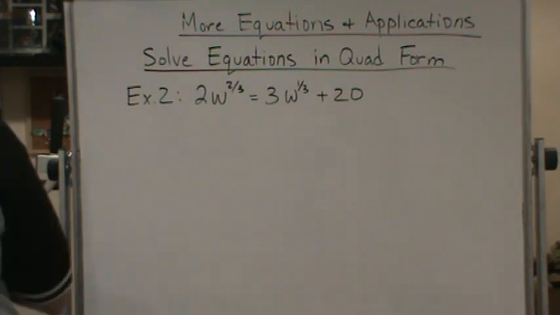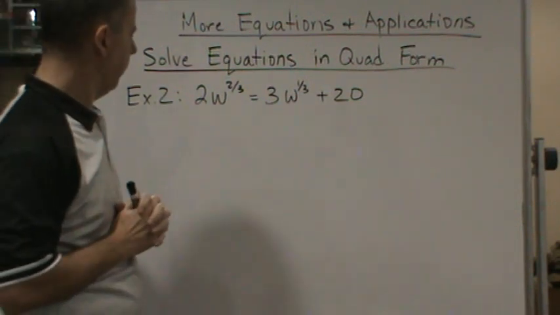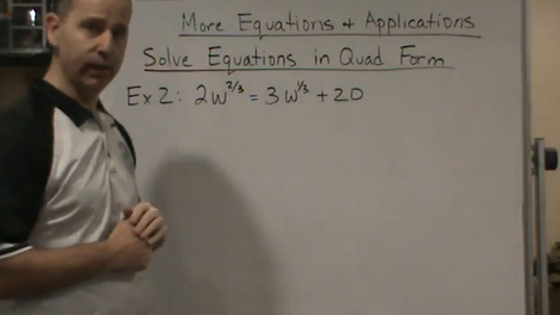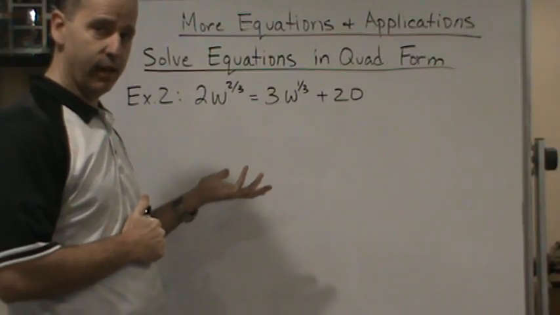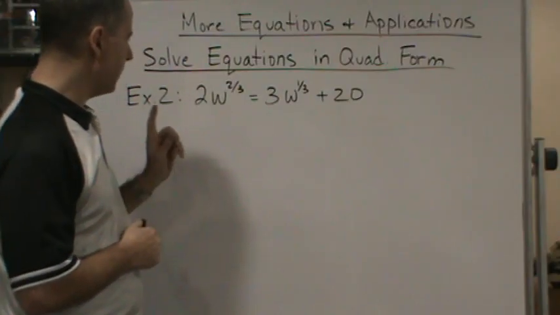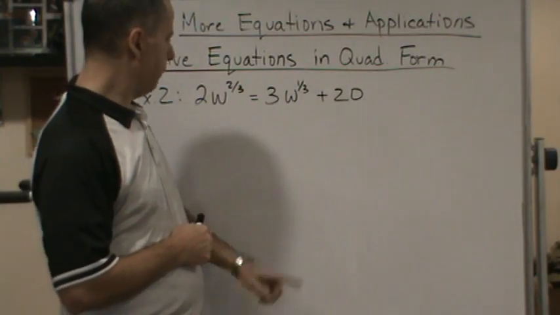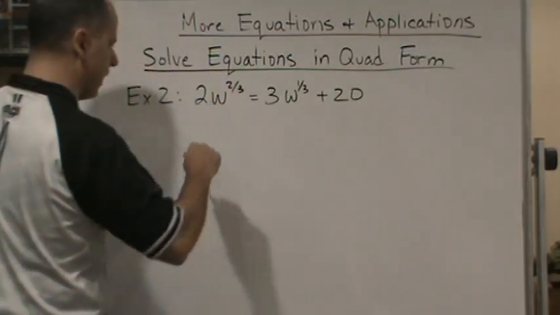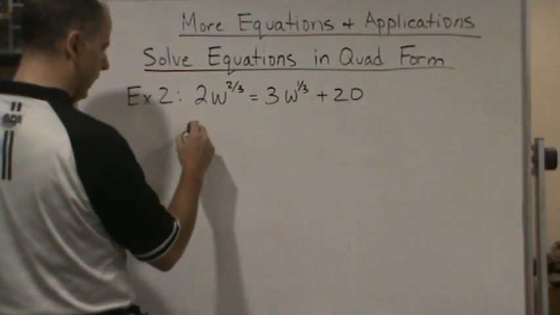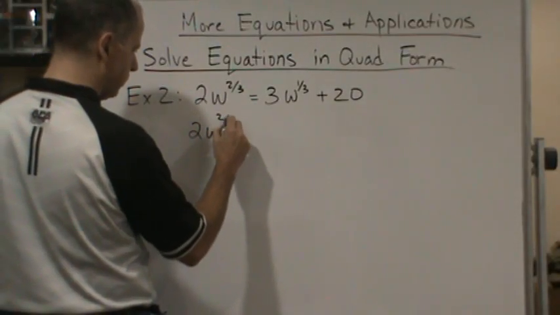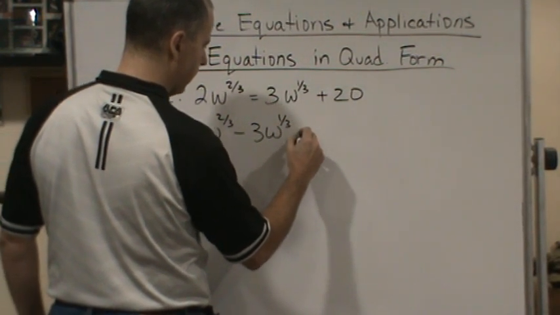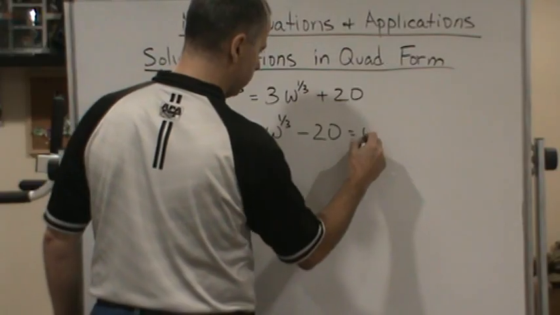All right, now let's do this example. So here we've got these rational exponents, and you might not think to look, but this actually has the form of a quadratic equation. And the way you can see that is, remember, let's move everything to one side first. So let's subtract both of these from both sides, and what we get is 2w to the 2/3 minus 3w to the 1/3 minus 20 equals 0.